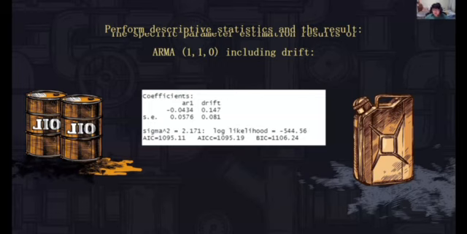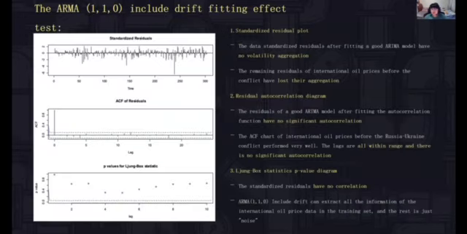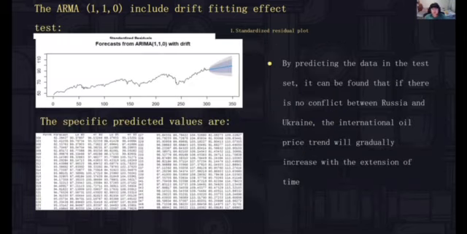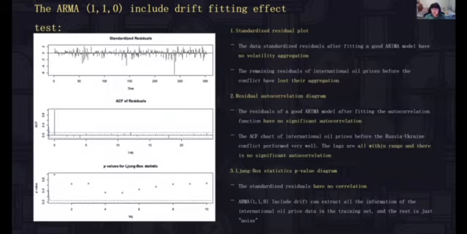And this is the specific parameter estimation results of ARIMA(1,1,0) including drift. This is the ARIMA(1,1,0) including drift fitting effect test. We use three parts to analyze this. The first part is the standardized residuals plot, and the second part is the residual autocorrelation diagram. The third part is the Ljung-Box statistic p-value diagram. If the p-values of the Ljung-Box statistic of the entire lag orders are greater than 0.05, this indicates that the standardized residuals have no autocorrelation.